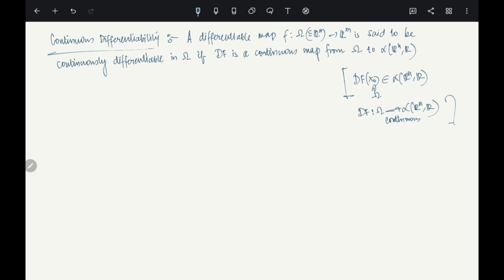What are some examples? Most polynomial functions in n variables, or most exponential functions, if you define them like that, using composition of functions, you can of course say that they are going to be continuously differentiable. It's not a very difficult thing to prove. So with this I am going to end this video.